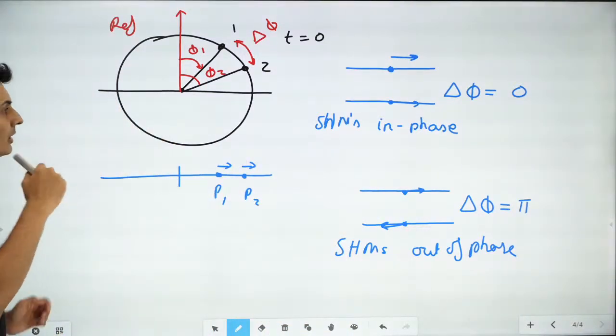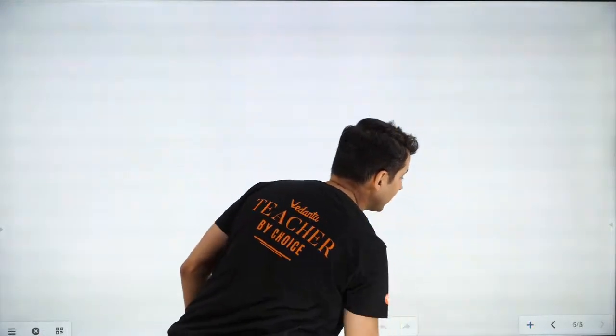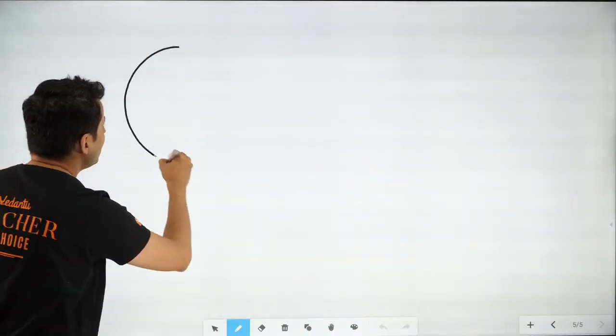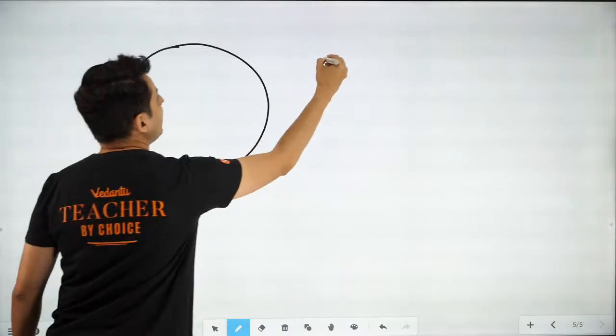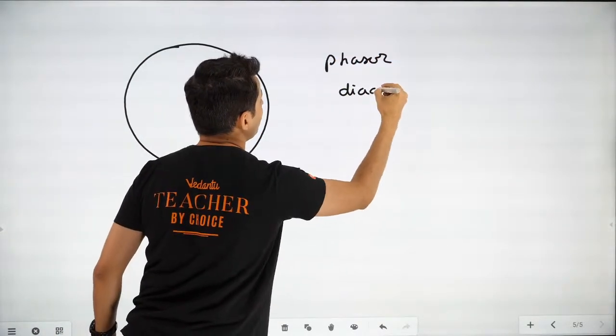Excellent. Now you will be like, sir, what is the use of all this? I'll come to that. Don't worry, I'm going to come to that. I want to show you one more beautiful thing and then we'll start solving problems. Imagine this is my phasor diagram. This is called a phasor diagram.